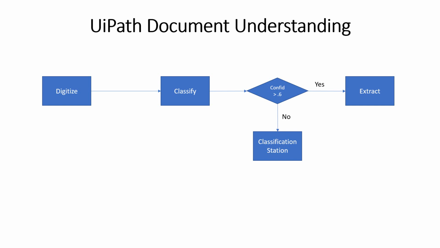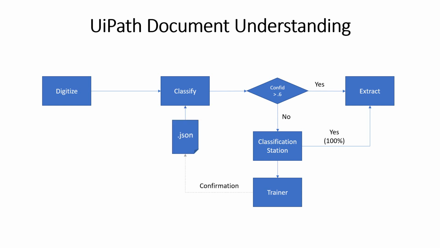The classification station is sort of a little application that will pop up and show the user what types of documents are available. And the user will then actually make a choice. What kind of document is this? Once the user makes that choice, we know for certain, with 100% certainty, that this is, for example, an invoice. And we will move on to extract the data. We will also send this choice to what's called a classification trainer. That trainer will then write into the JSON file that contains our keywords that the last time the classifier thought that that combination of keywords was an invoice, it was correct.